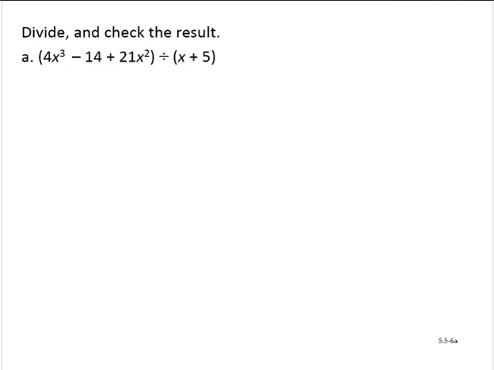Divide and check the result. We have 4x cubed minus 14 plus 21x squared divided by x plus 5. First thing we want to do here is rewrite that dividend so that it's in descending order.